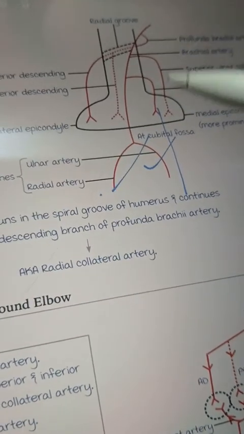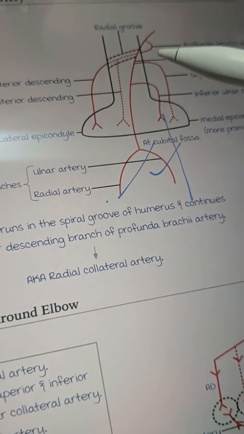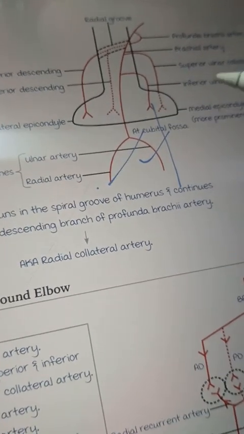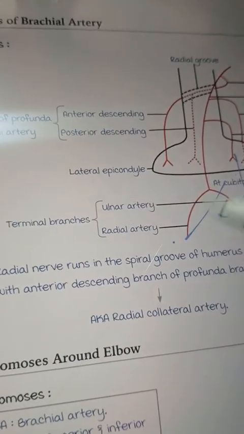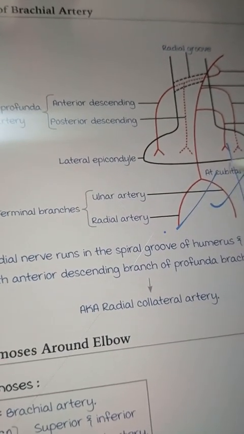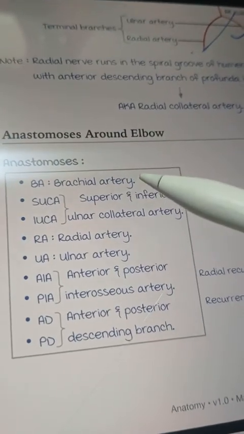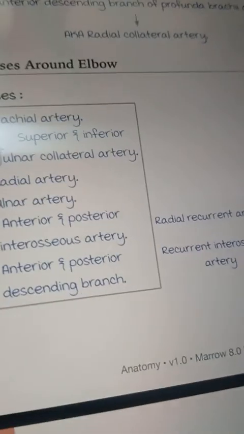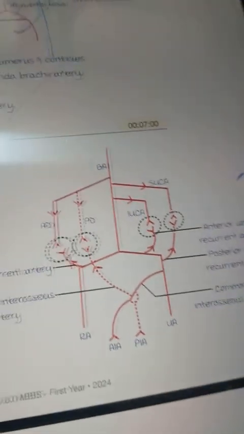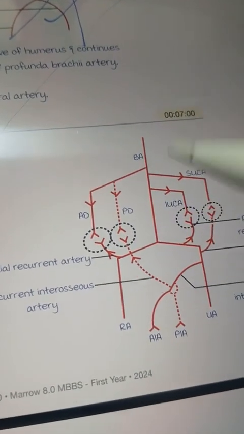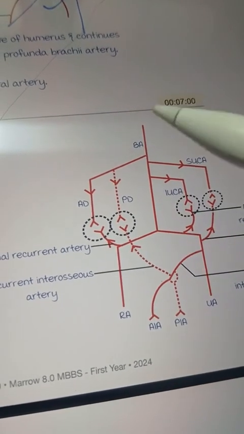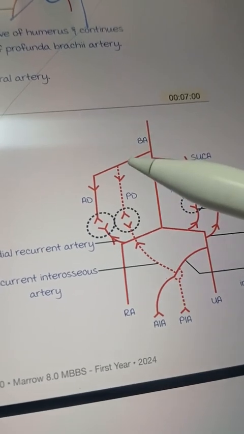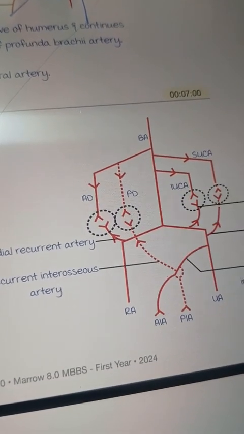The brachial artery has other branches along with the profunda brachii, which are the superior and inferior ulnar collateral branches. And over here the terminal branches it gives are the ulnar artery and the radial artery. Talking about anastomosis around the elbow, as you can see in this diagram clearly, that's the brachial artery. This is the superior ulnar collateral artery, the inferior ulnar collateral artery, and the profunda brachii branch of the brachial artery, which gives the anterior descending and posterior descending branches.